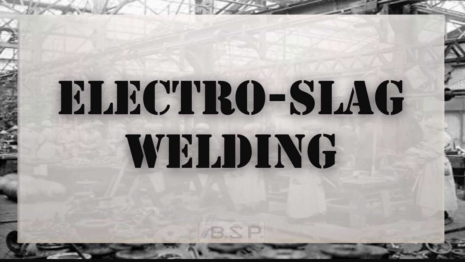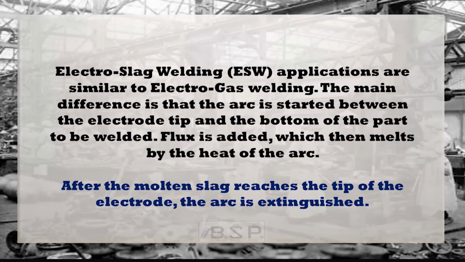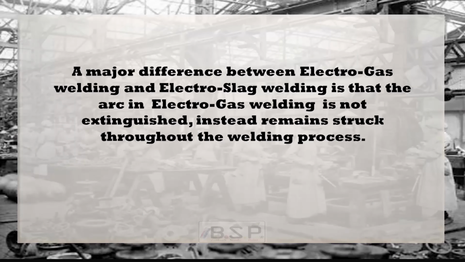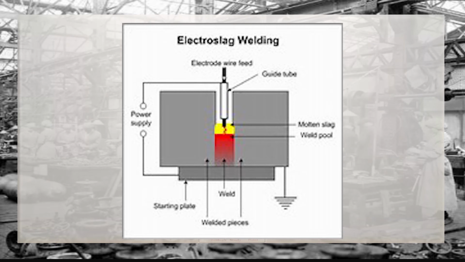Moving forward to the next type of welding, which is electroslag welding. Electroslag welding is quite similar to electrogas welding. The main difference is that the arc is started between the electrode tip and the bottom of the part to be welded. Flux is added, which then melts by the heat of the arc. After the molten slag reaches the tip of the electrode, the arc is extinguished. But the arc in electrogas welding is not extinguished, instead remains struck throughout the welding process. The quality of welding, thus, in this case is improved.